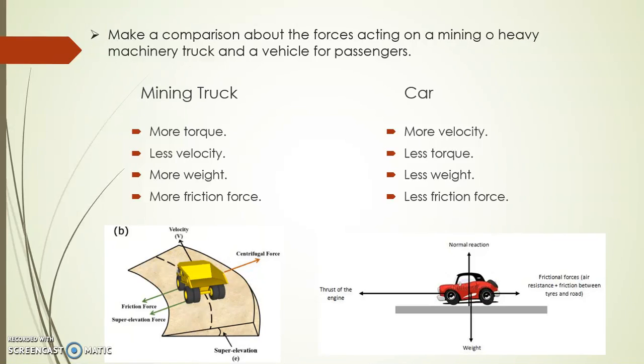So the car needs more velocity and less torque. The mining truck carries more weight, and the dimension of its wheels has more friction force in comparison with the car. The car needs less weight and less friction force. In both cases, we have the free body diagram, the one of the mining truck and the one of the car.